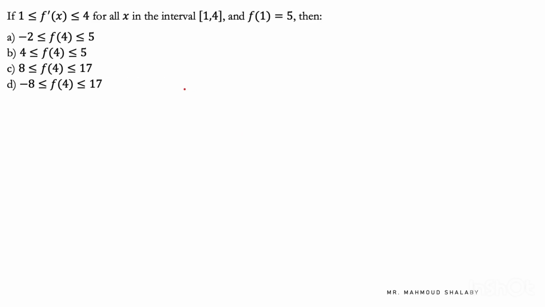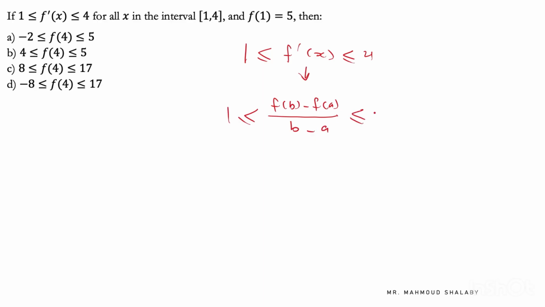All right, here is another question you may see in the exam. Let's see how it works. It says if 1 is smaller than or equal to f prime of x is smaller than or equal to 4 for all x in the interval from 1 to 4 and f of 1 equals 5, then which one of these could be correct for the given inequality? What I will do here, I will apply the mean value theorem rule, like I will write 1 smaller than or equal to, as if you remember, f of b minus f of a over b minus a smaller than or equal to 4.